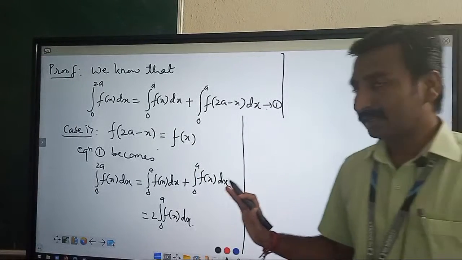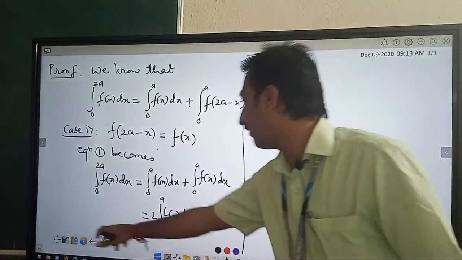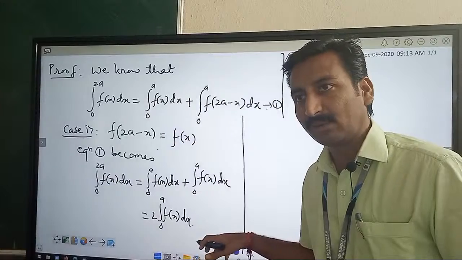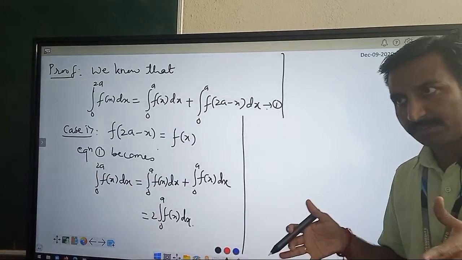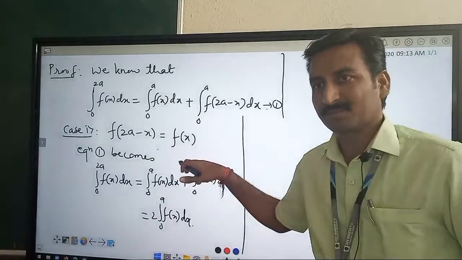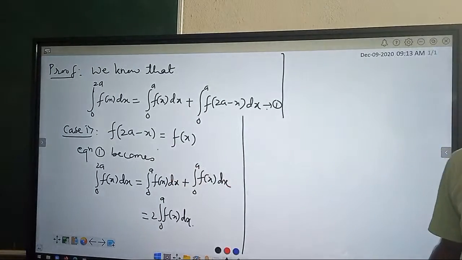Okay? Here the result I have, the integral from 0 to 2a of f of x dx is 2 times the integral from 0 to a of f of x dx, no? This can be used independently when the condition is valid. Correct? This is very, very important.